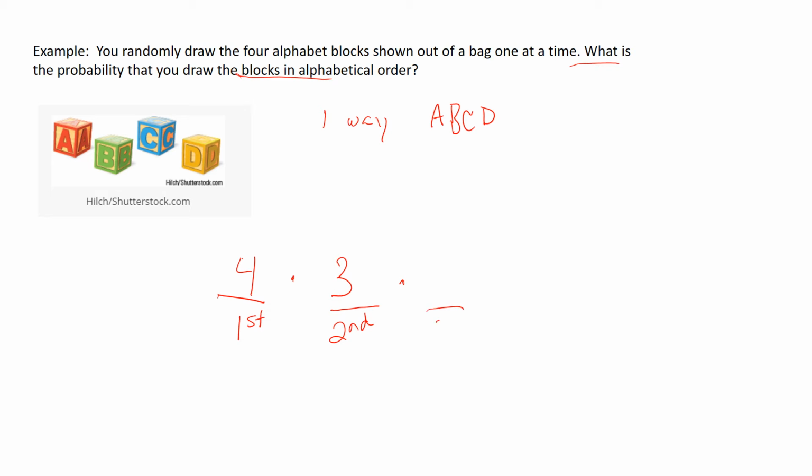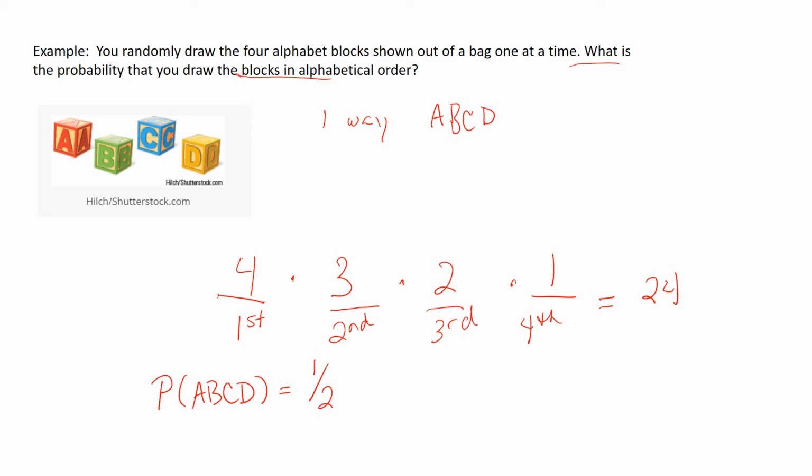Set that down, pull the 3rd block. I only have 2 choices now. I've already pulled out one and then the other. And then finally, all but one of the blocks has been chosen, so there's only 1 choice for the last. So the number of possible outcomes by the fundamental counting principle is 4 times 3 times 2 times 1, which is 24. So the probability that I would draw A, B, C, D is only 1 in 24 chances.